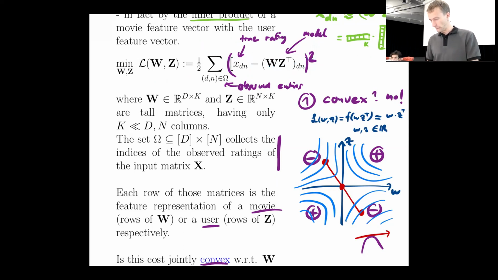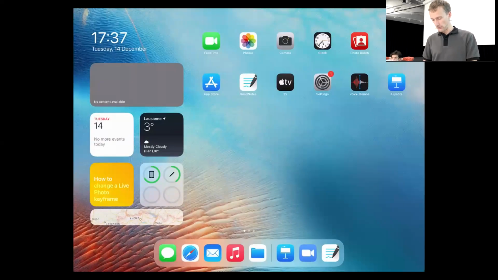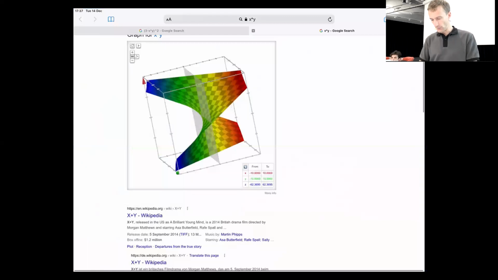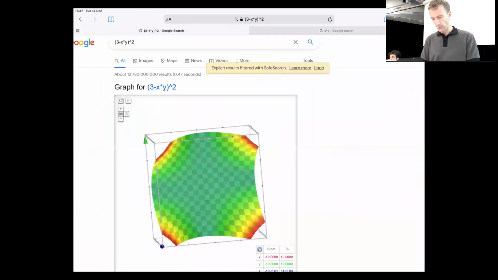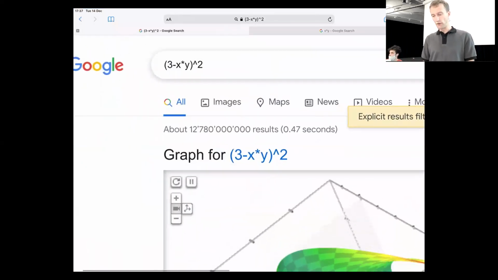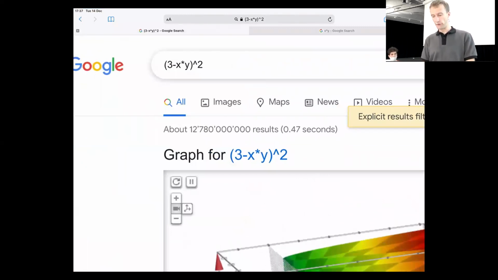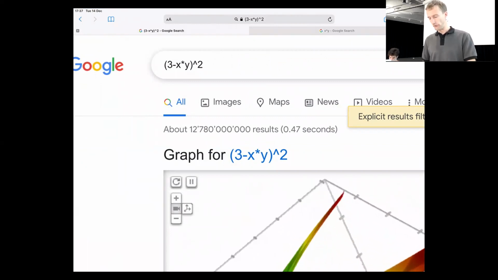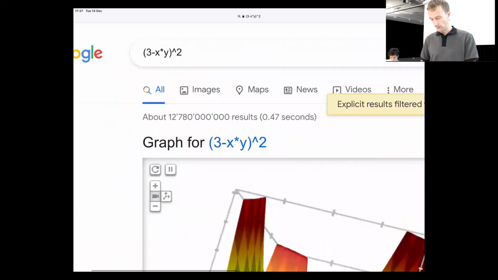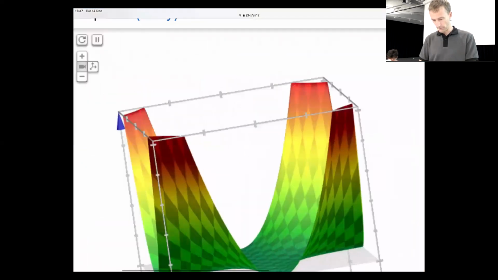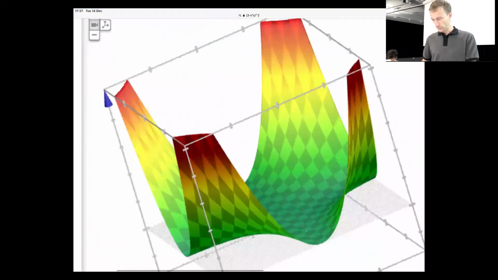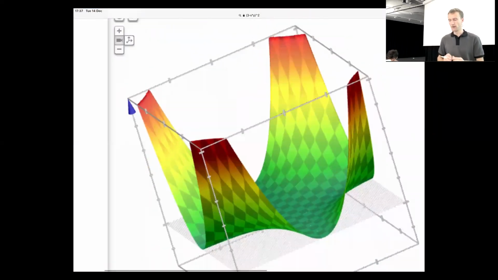Let's see, here is the example. If I take just a one-dimensional example with 3 minus x times y, so you have a ranking of 3 stars, your model says x times y, and then it's squared. Here you can see what happens if we also do the square, and this is how it would look. A very nice function, and it's all curved to the top, so it looks kind of nice.